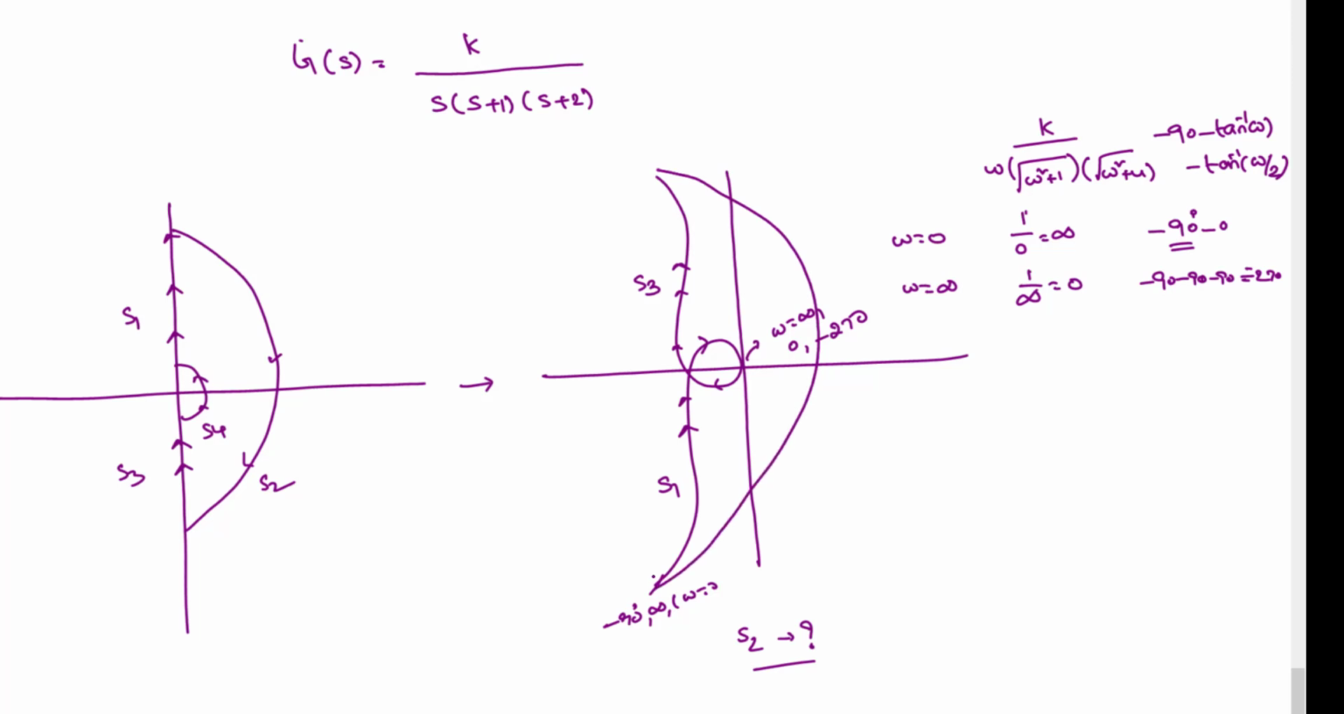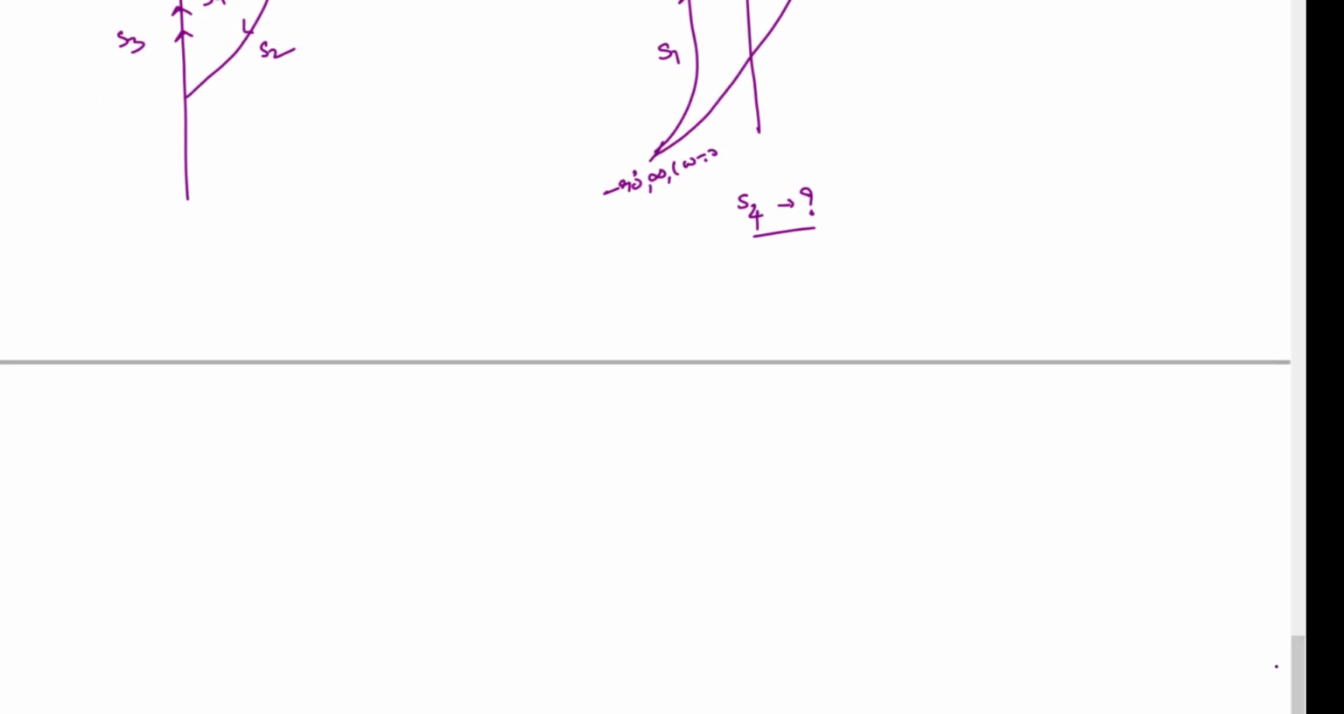Now the important thing is what will happen with S4. How are you going to draw S4? You know it already. Initially we took the transfer function G(s) = K / (s(s+1)(s+2)), the same function. After that, we apply the limit R tends to 0, where s = R e^{jθ}.